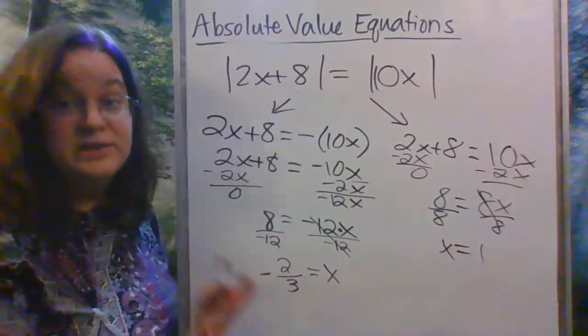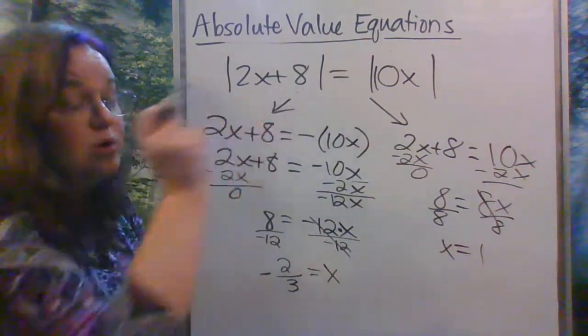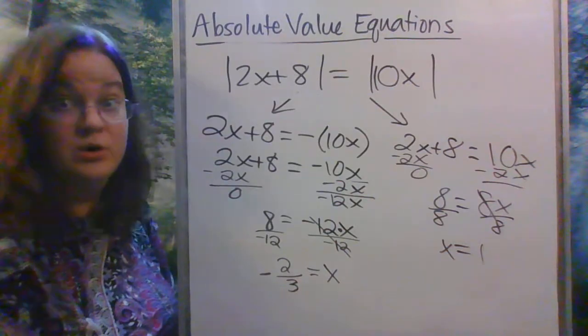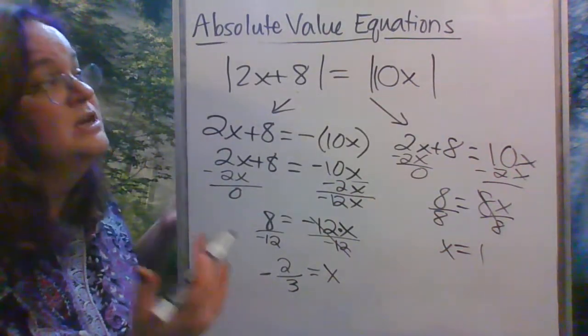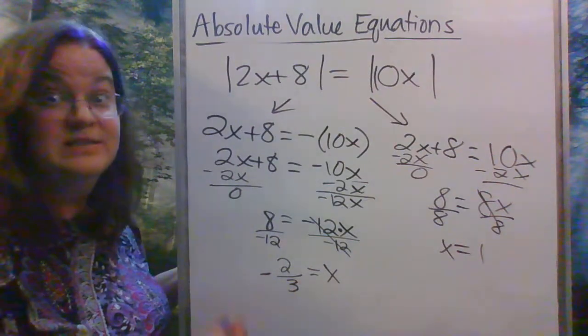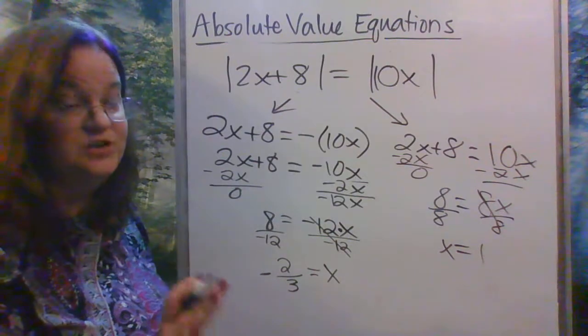Now, there is something that we need to do. We need to check and make sure that both of these answers work, because they might not. We might have what we call an extraneous solution. And an extraneous solution just means that one of them looks like it could be an answer, but it isn't actually when you put it in.